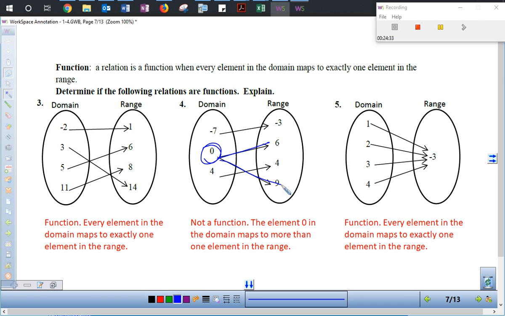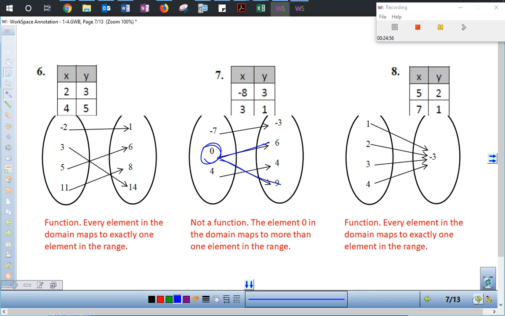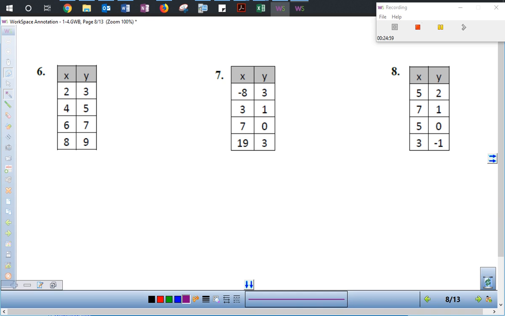So here's kind of a little trick that helps visually. If you have in your domain one arrow coming off each number, you're okay. If you have in the domain 2 arrows or more coming off of one number, it's not a function. Now number 6, they still want us to determine if it's a function, but instead of giving us a mapping, they're giving us a table. Well, that's not a big deal because we understand that a table and a mapping are just different ways of expressing relations. So if you wanted, you could make a mapping to get a visual of it, but let's just take a look.